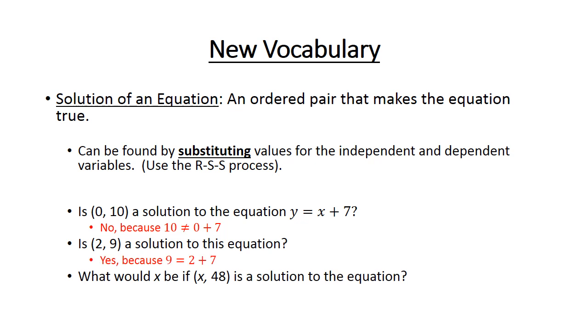Lastly, what would x be if (x, 48) is a solution? So we're going to substitute 48 in for y and solve for x. So in this case, we'd have 48 equals x plus 7. In order to solve that, we would subtract 48 minus 7, and we would get 41. Therefore, x equals 41. That's simply solving equations like we did earlier in the year. This should be a review.